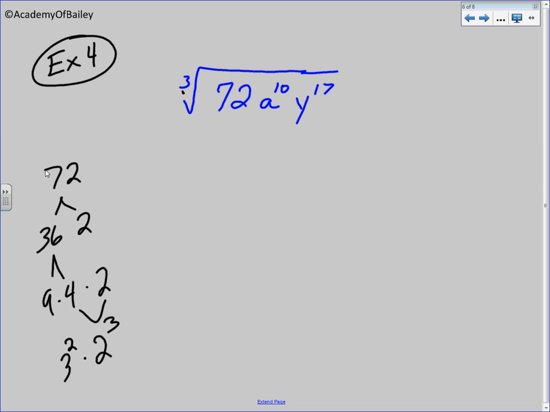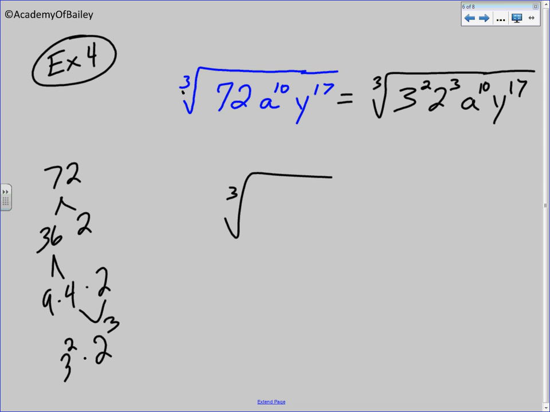Okay, so we have 3 squared, 2 to the 3rd power, a to the 10th, and y to the 17th. And what comes outside? 3 squared does not, because there's only 2 of them being multiplied, so they stay inside. And what about 2 cubed? Yes, there's a group of 3 2's that you can pull out, and when you pull them out, they become 1 2. Okay, so we've dealt with this one, and 3 squared is 9.